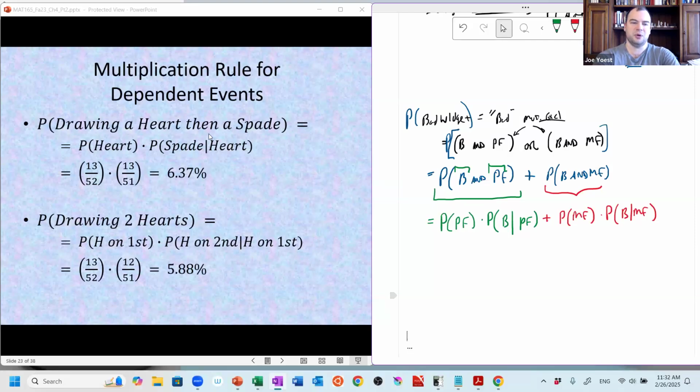The "then" is actually kind of important here because if it was just a heart and a spade on two draws, I could get a heart or a spade on the first draw and then the other one on the second draw. So that would be a bit more of a complicated scenario. But here, heart, then a spade. Heart on first draw and spade on second draw. Well, that's probability of drawing a heart on the first draw times probability of drawing a spade on the second draw, given that I drew a heart on the first draw.